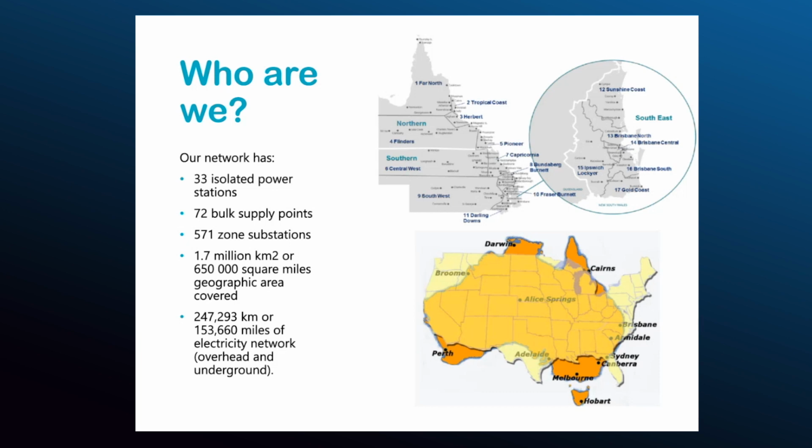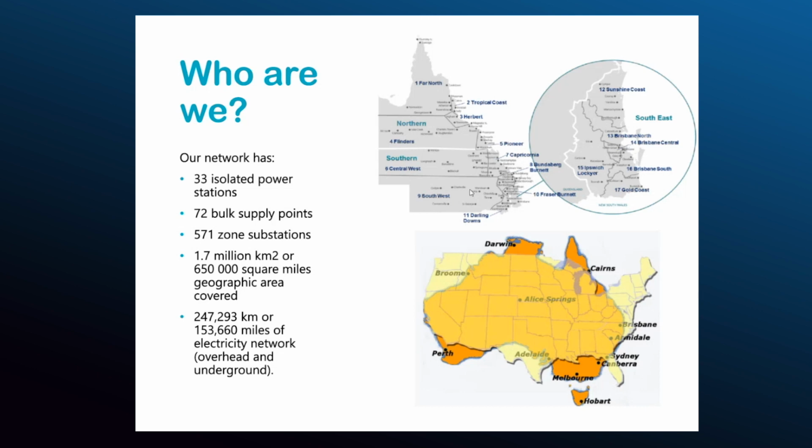under that. Our entire network covers about 1.7 million square kilometres, or I tried to put it in miles, not very good with the miles, sadly, but about 650,000 square miles geographic area. So quite a large area that we're covering. And that equates to about 250,000 kilometres of overhead and underground electrical network. Those numbers just give you an understanding of how big our network is.